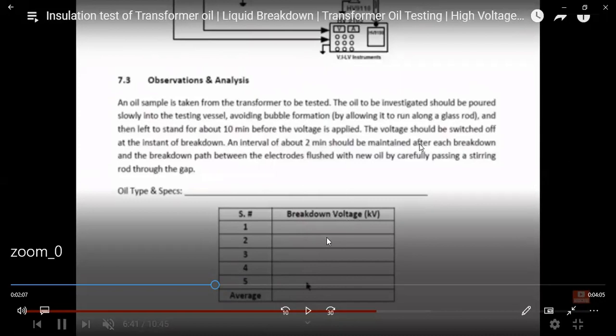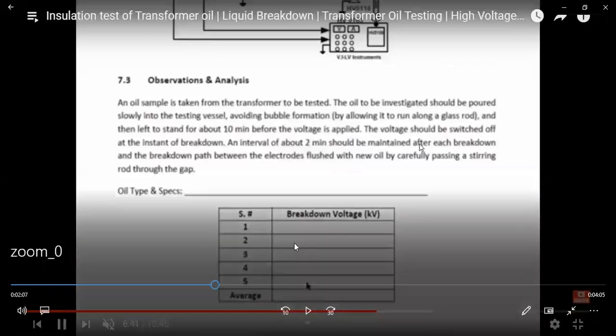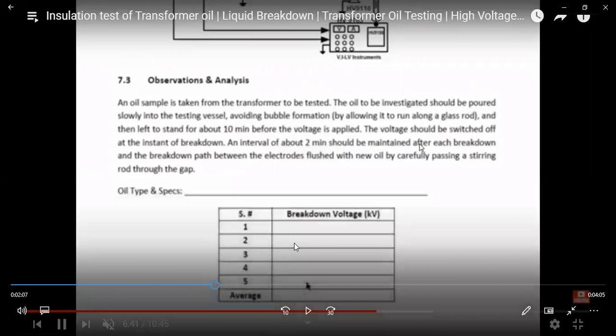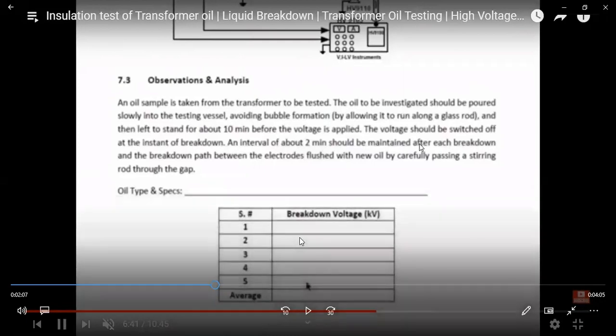be high. But once a breakdown has occurred in that particular sample, then for the second operation of that sample the breakdown voltage will be reduced, because now the liquid is no more fresh. It has been used, a discharge has occurred, and carbonization has occurred. So for the second operation, the breakdown voltage will definitely be reduced. So let's have a look.